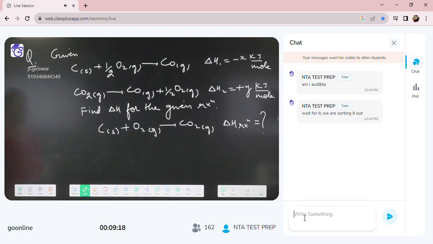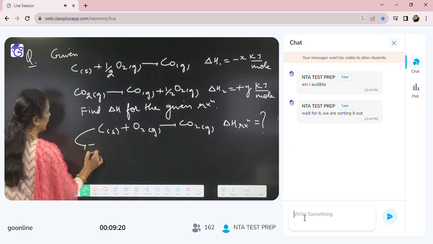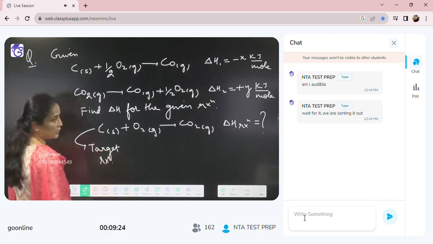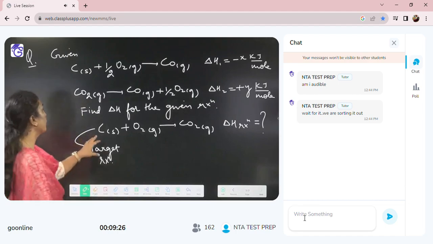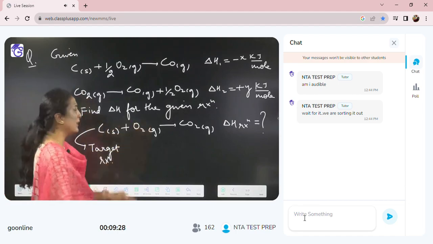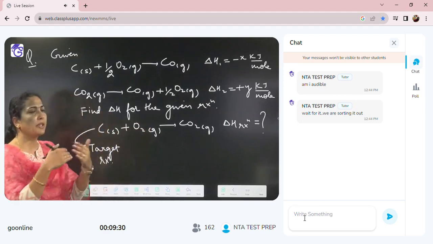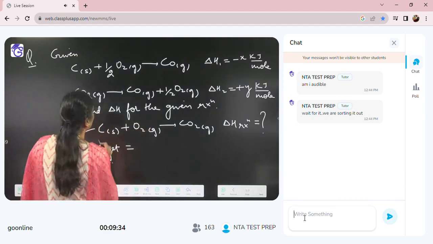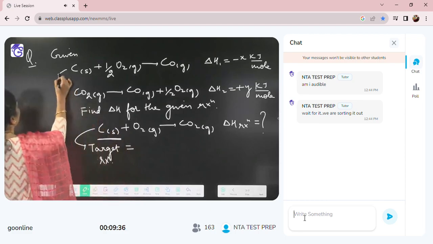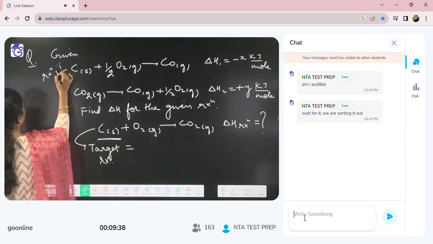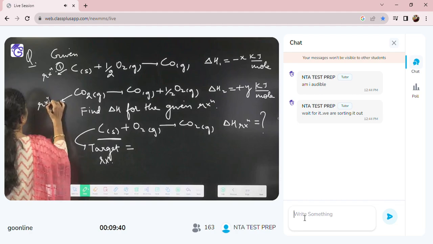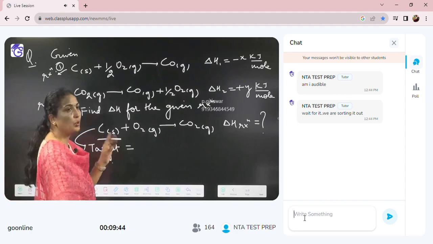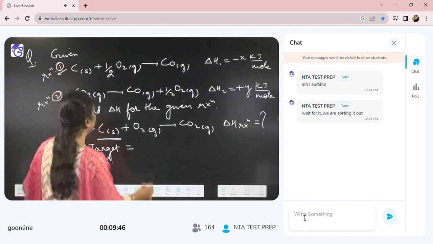So in this question, you should think that this is your target reaction, because for this reaction you have to find out the delta H. And you should always worry about the reactants and products except oxygen, because oxygen automatically gets balanced there, right? In the target reaction, you want carbon in the solid form, and let us say this is reaction number 1 and this is reaction number 2, right? So we want carbon solid, that too 1 mole. So we are getting it from the first equation.